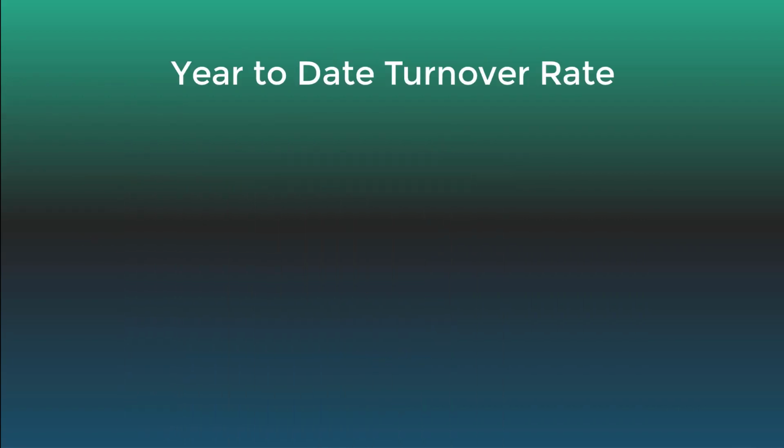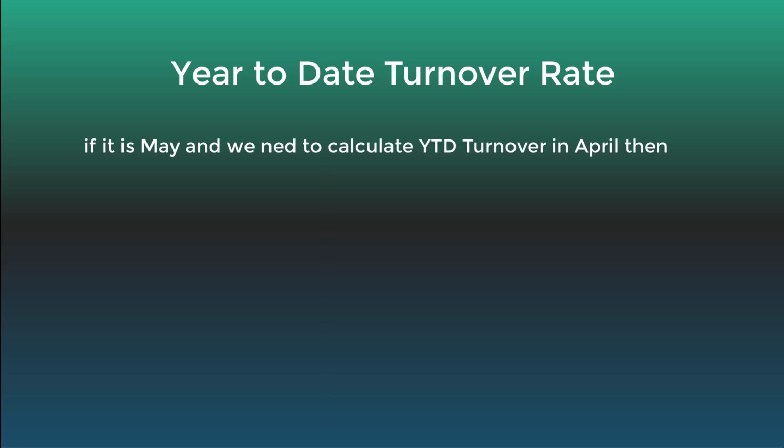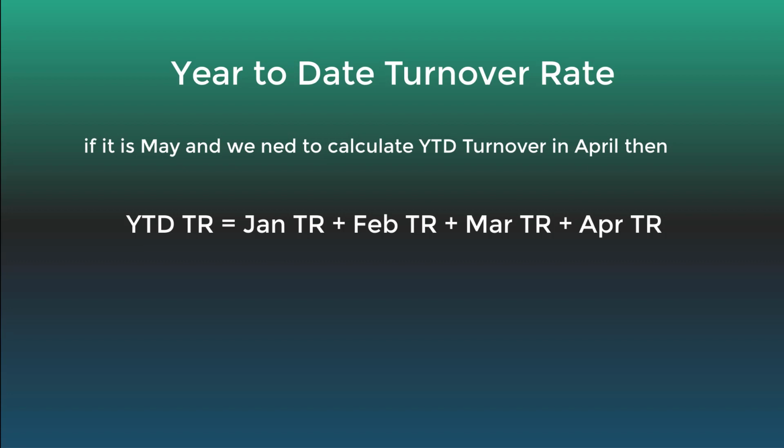Some organizations may also want to calculate year-to-date turnover rate. In order to determine the year-to-date turnover rate, the employer simply adds monthly turnover rates. For instance, if it is May and the employer wants to calculate the year-to-date turnover rate, the formula would be like this. Year-to-date turnover rate would be equal to the sum of the respective turnover rates of each month.